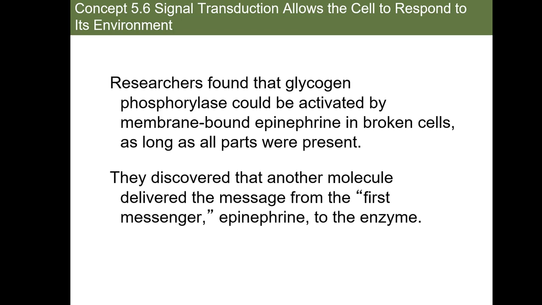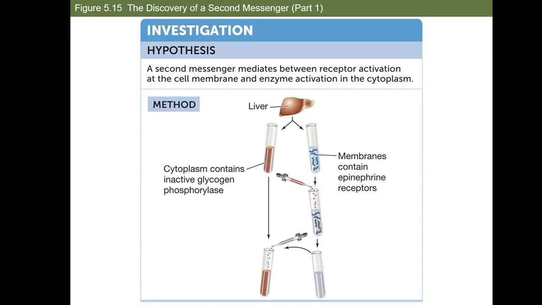Researchers found that glycogen phosphorylase could be activated by membrane-bound epinephrine in broken cells, as long as all parts were present. They discovered that another molecule delivered the message from the first messenger, epinephrine, to the enzyme. So here's their hypothesis. A second messenger mediates between the receptor activation at the cell membrane and enzyme activation in the cytoplasm. So they have their liver, and they took cells from it and put in each tube.